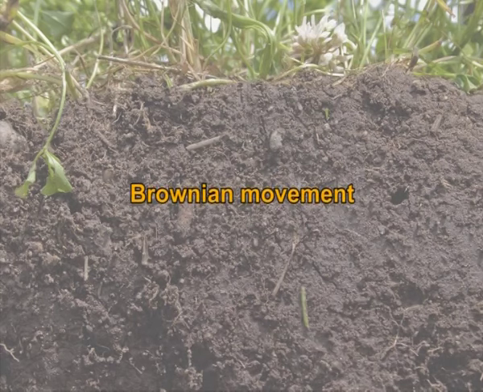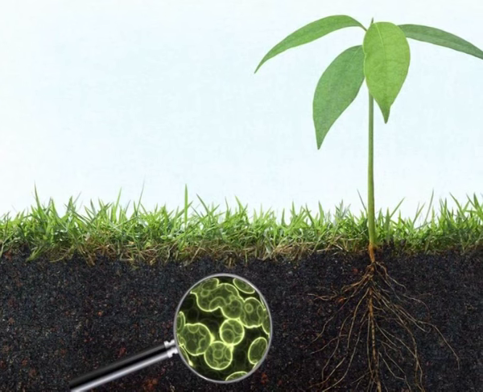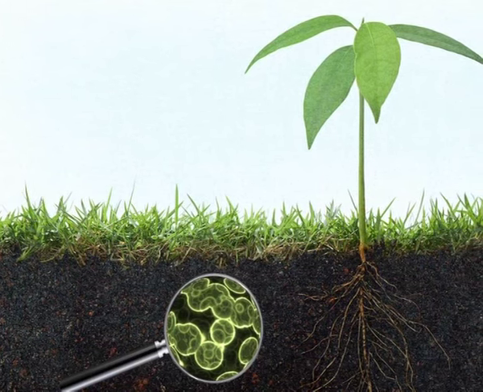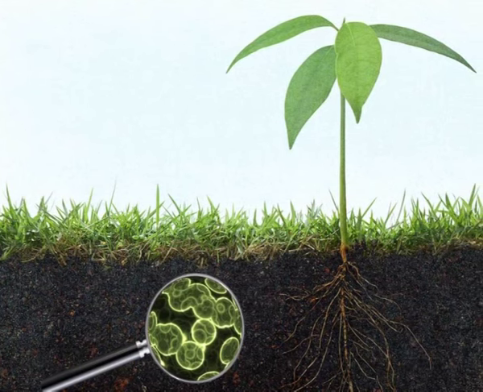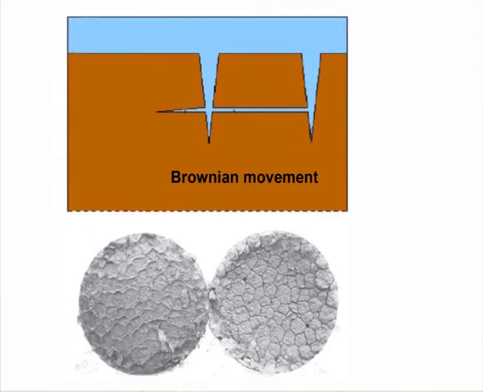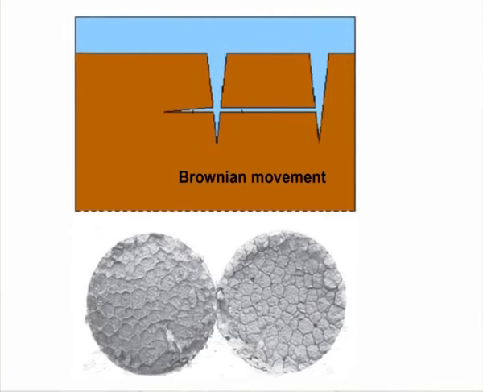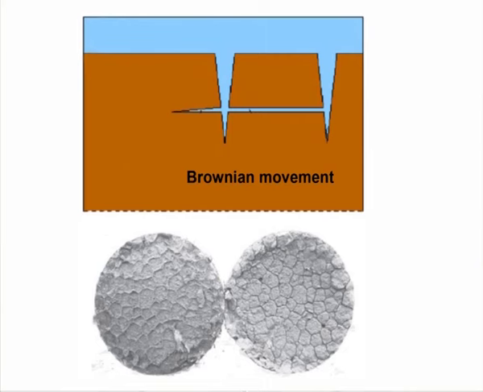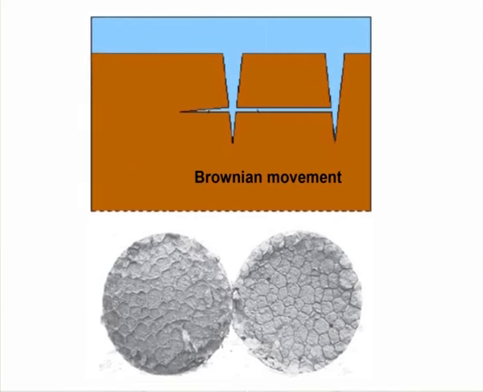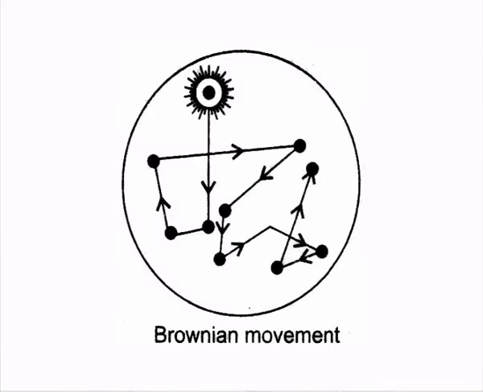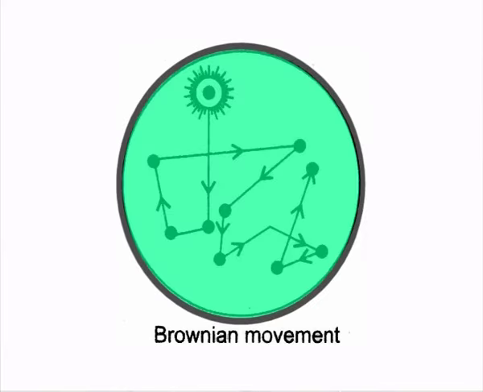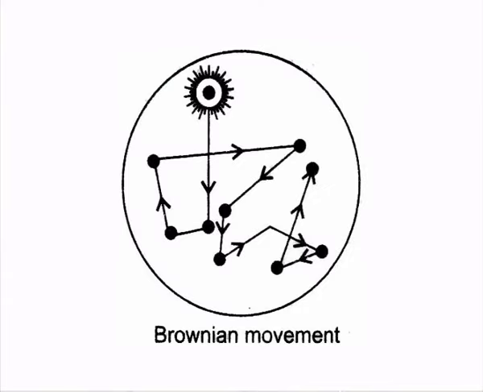Brownian movement. When a suspension of colloidal particles is examined under a microscope, the particles seem to oscillate. The oscillation is due to the collision of colloidal particles or molecules with those of the liquid in which they are suspended. Soil colloidal particles with those of water in which they are suspended are always in a constant state of motion. The smaller the particle, the more rapid is its movement.